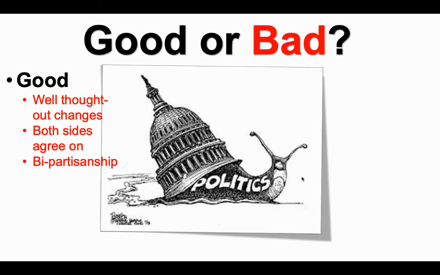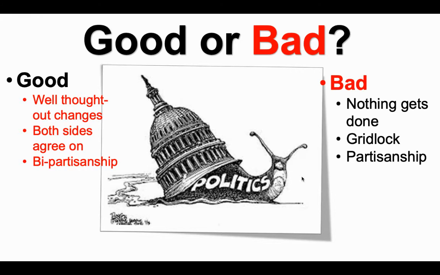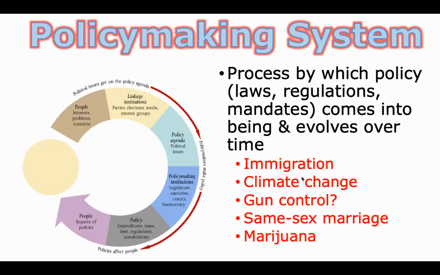Bipartisanship. Partisan is divide, two sides, three sides. In this case, they work together. Bad would be nothing gets done, gridlock, partisanship. So again, you guys can look at either side of it. All right. So in class, we're going to review this a little more, but I'm going to break it down for you very quickly as we go through this.